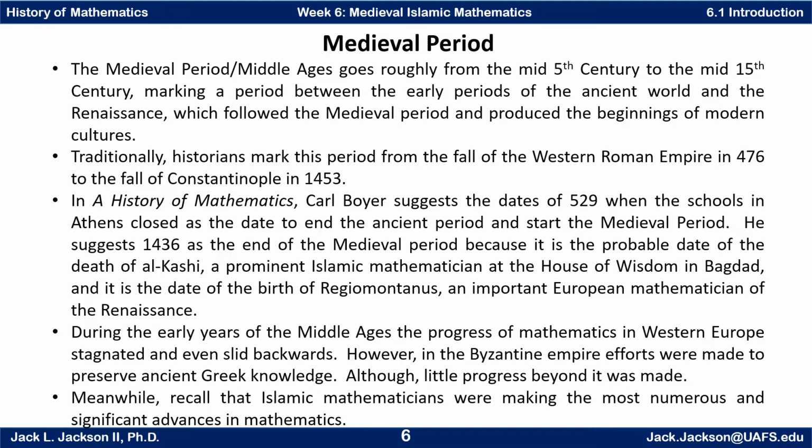During the early years of the Middle Ages, the progress of mathematics in Western Europe stagnated and even slid backwards in cases. However, in the Byzantine Empire, efforts were made to preserve some ancient Greek knowledge, although really little progress was made beyond it. Meanwhile, recall the Islamic mathematicians were making the most numerous and significant advances in mathematics on the planet at that time.